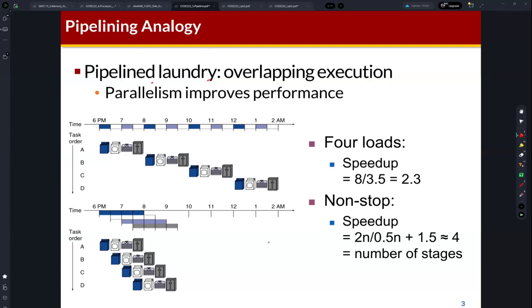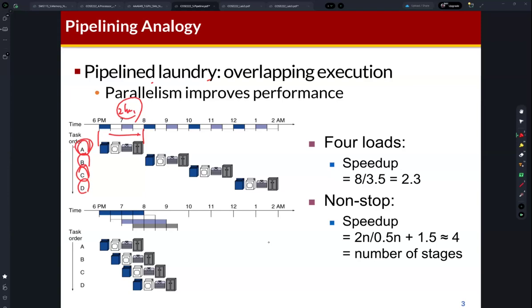And these are tasks, like loading. In order to perform this task A, we need to go through these 4 steps, and each step will take 30 minutes. So in order to complete this task A, it will take a total of 2 hours. And after that we can start the next task.